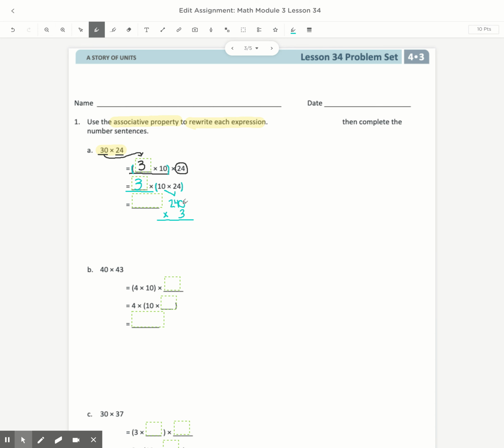So I can start off by doing 3 times 0. That equals 0. 3 times 4, that equals 12. So I'm going to write the 2. And I'm going to carry the 1. And then 3 times 2 is 6, plus that 1 that I carried over is 7. So now I have my answer of 720.